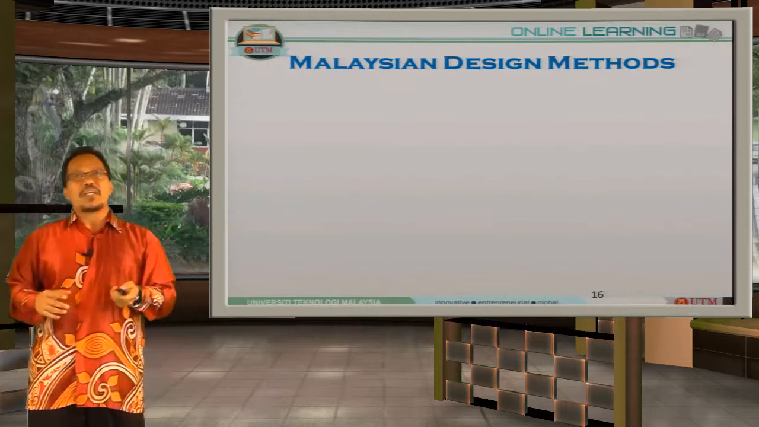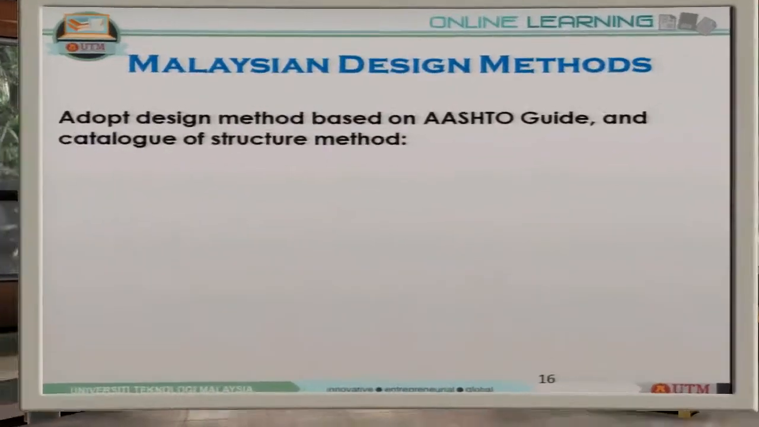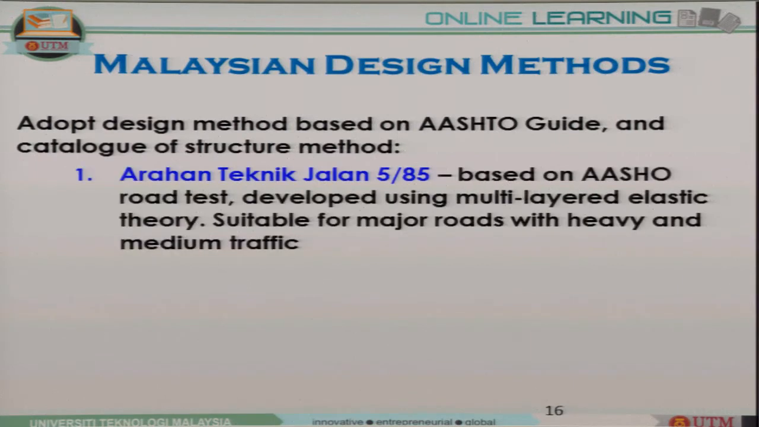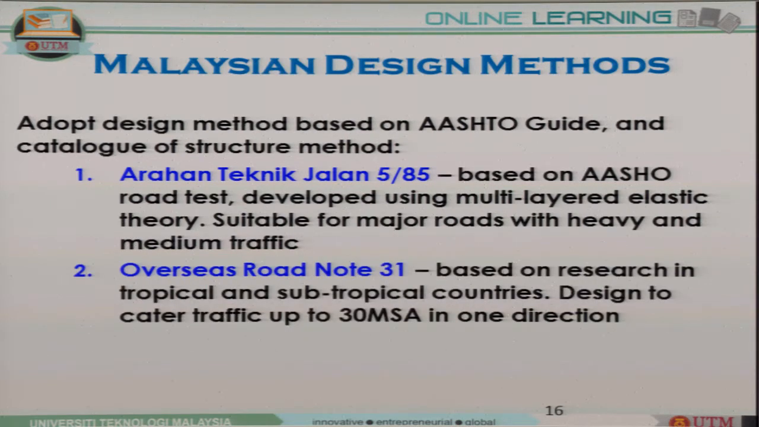Okay, now let's look at the Malaysian design methods. The Malaysian design method is adopted from the AASHTO guide and the catalog of structures. There is Arahan Teknik Jalan 585, the old one. Later I'll teach you how to use the new one, which is based on the AASHO road test, using multi-layered analysis, and so on. Then we have the Overseas Road Note 31, which is designed for tropical and subtropical countries, but only caters to traffic up to 30 million standard axles in one direction. For Arahan Teknik Jalan, you can use it for higher, heavier loads.